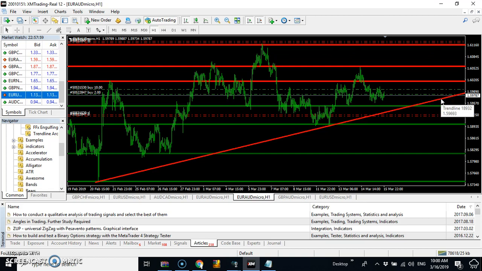And if you get that, if you draw your levels properly, this type of levels, you understand? At that point, you'll be able to know exactly where to go and pend your sell order.